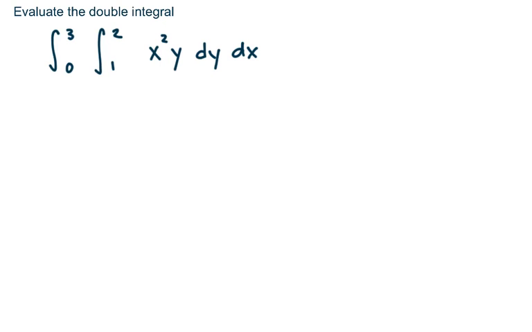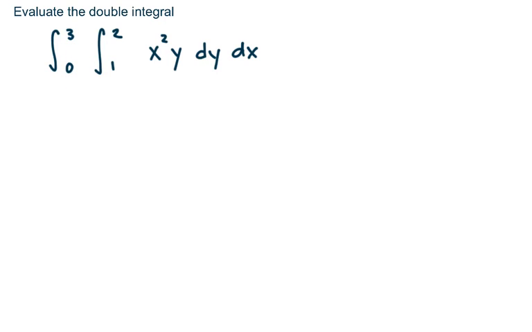In this video, we're going to actually evaluate a double integral. So we have our integrand x squared y. We're going to integrate first with respect to y, which means that these bounds on my integral symbol are 1 to 2. That's y is between 1 and 2. And then dx comes second, so that means my x values are between 0 and 3.